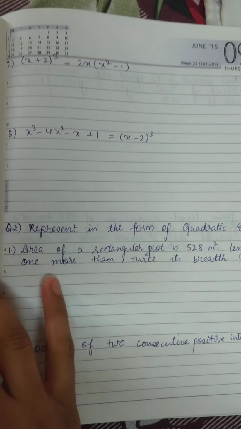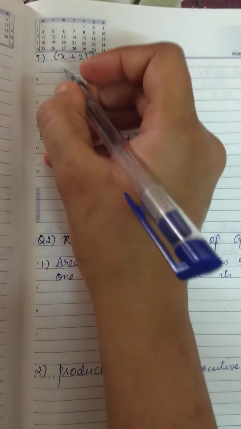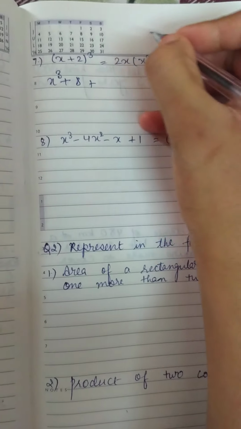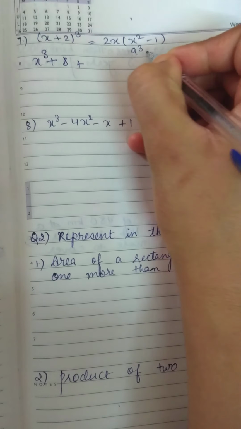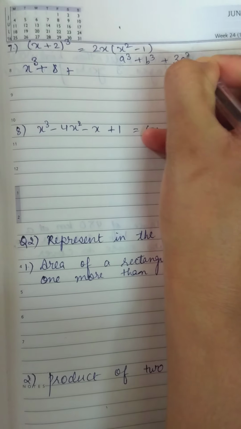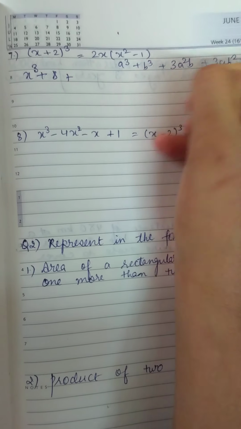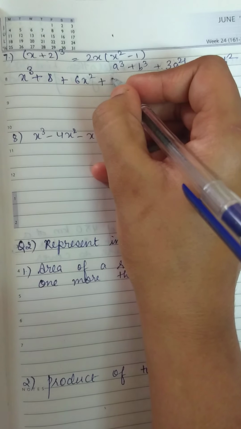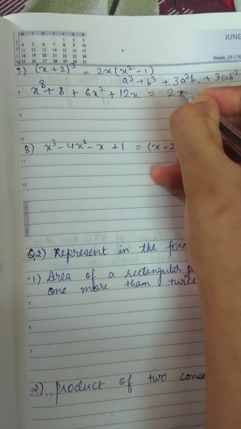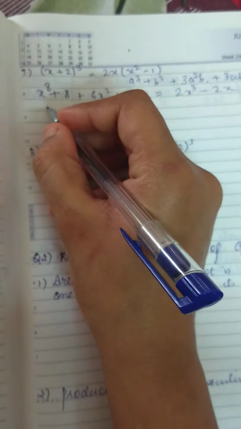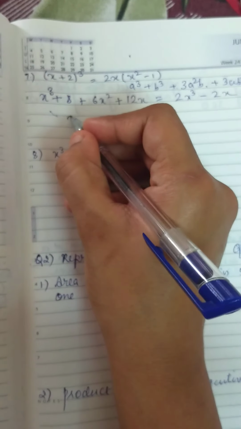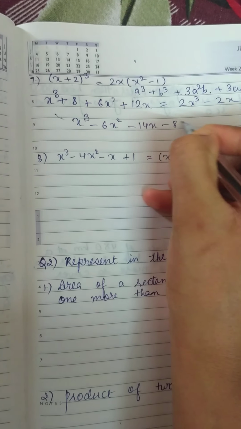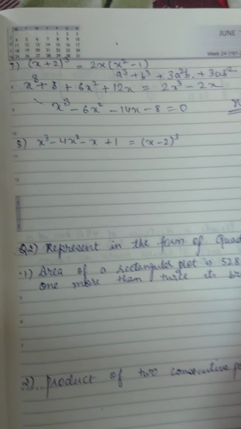(x plus 2) whole cube is equal to 2x square minus 1. So, open the bracket. x cube plus 8 plus, using the formula a cube plus b cube plus 3a square b plus 3ab square. So 3 into 2 is 6, 6x square plus 3 into 4 is 12x, is equal to 2x cube minus 2x. So here x cube will go there, x cube minus 6x square minus 14x minus 8 is equal to 0. Therefore no, it is a cubic polynomial equation.